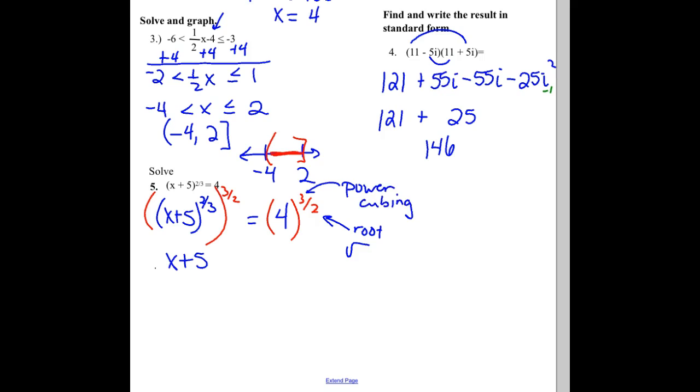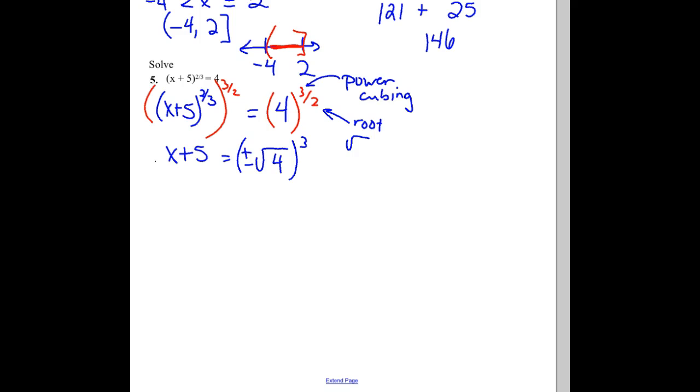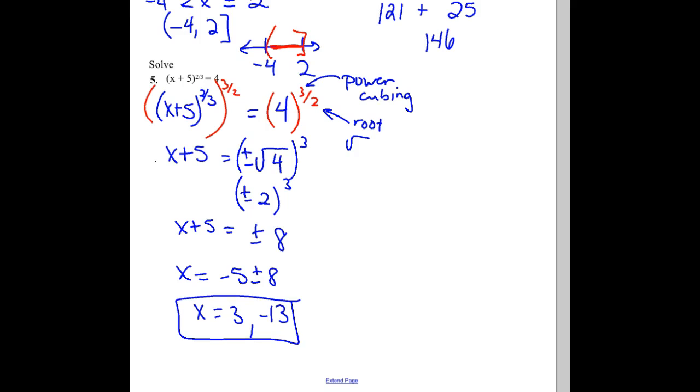Okay, so we need to take the square root of 4. And remember that anytime you take a square root of a number, you have to include both a positive and negative root. And then we're going to cube that answer. So the square root of 4 would be positive or negative 2. When we cube it, we get positive and negative 8. And then we can simply subtract our 5 over and simplify. So negative 5 plus the 8 would give us 3, and negative 5 minus 8 gives us negative 13. So we get 2 solutions there.